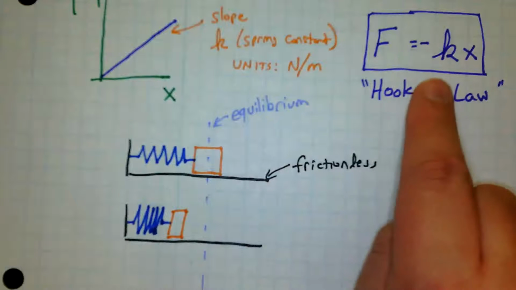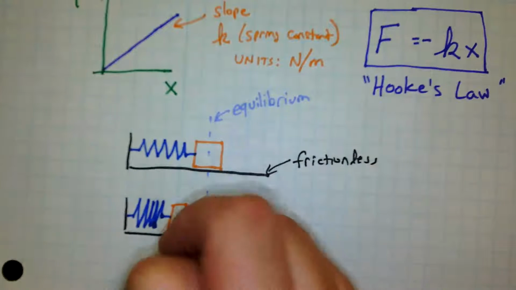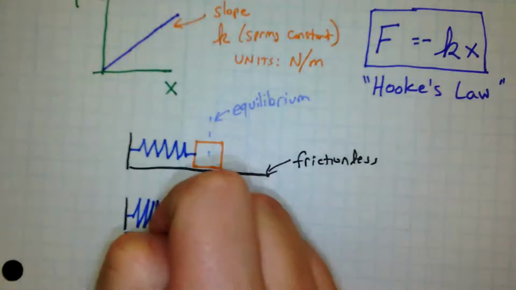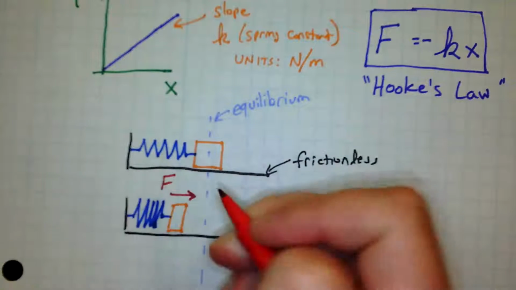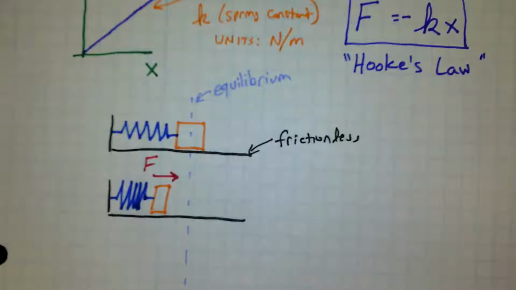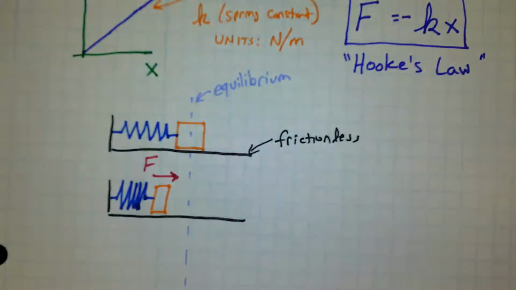Which way is the force going to point now? Now the force is going to point out. I'll draw it up here, I guess. Because of Hooke's law, if this is x equals 0 and I give it a negative x, the force is going to push it back out, and it's going to push it back to equilibrium.